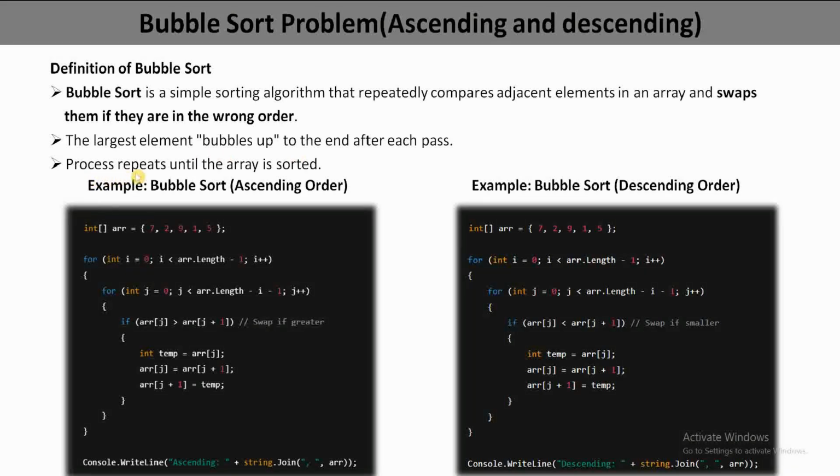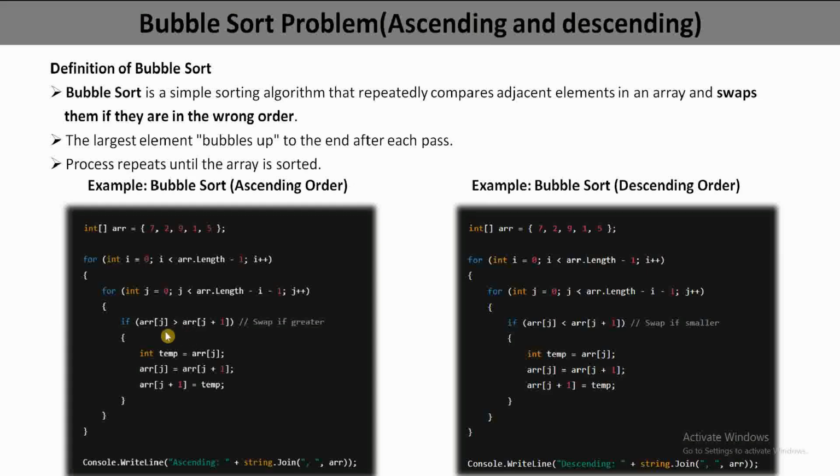Its process repeats until the array is sorted. So its process repeats means executing all the elements one by one with the two loops until the array is sorted properly. Here we have the example of bubble sort in ascending order. First we declare some elements into an integer array, and we use two for loops. In the first loop we have array.length - 1, and in the inner loop array.length - i - 1.